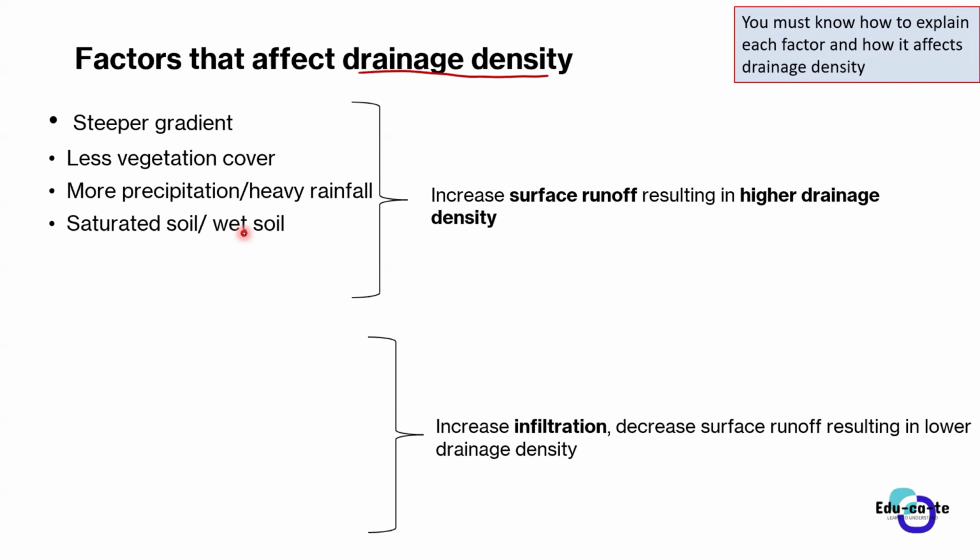Even if you try to pour water on such a land, that water will not sink into the ground because the soil is already saturated. The soil already contains water. So wet or saturated soil actually causes more surface runoff, because if you pour water on top of wet soil, it won't infiltrate. It will run off. It will flow away. And if more water is flowing away, then we're going to have a higher drainage density.